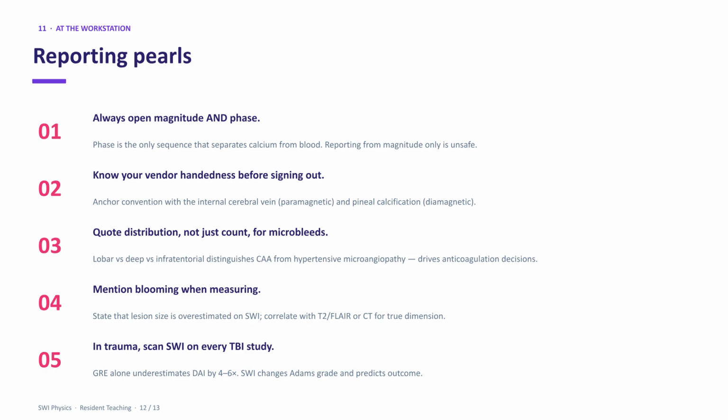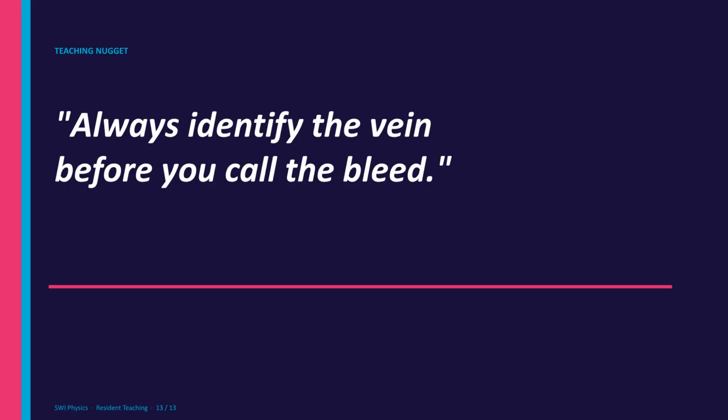Quote the distribution of microbleeds, not just the count, to guide clinical decisions. Mention the blooming artifact when measuring lesions, and in trauma, scan SWI on every TBI study, as GRE underestimates DAI severity. The teaching nugget to remember is always, identify the vein before you call the bleed.